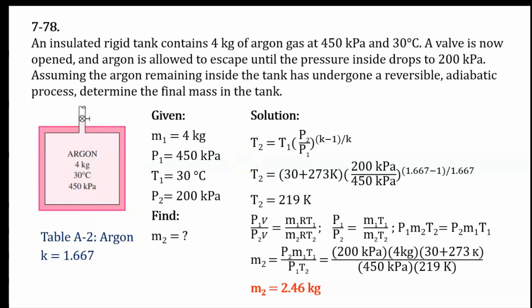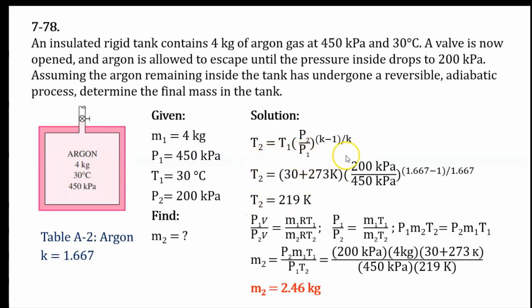So from the ideal gas isentropic relations, we have here the equation. The final temperature is equal to the initial temperature multiplied by the quantity of the final pressure over the initial pressure raised to k minus 1 over k. We must first find the final temperature in order to solve for our final mass in the tank.